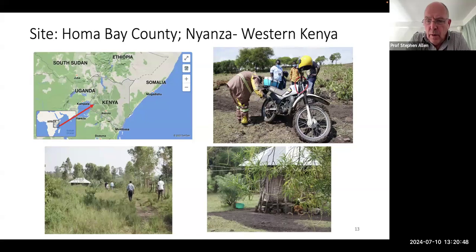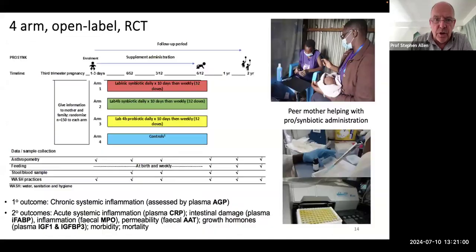This is the study that Iwaret and her team have been running in Western Kenya, in Homa Bay County, in a mainly rural population, clearly quite poor with a lot of stunting and malnutrition. Briefly, we did a randomized 4-arm open study. We took 600 newborns and randomized them to receive one of 3 different synbiotics, because we didn't want to put all our eggs in one basket with just one product because of the issues of strain specificity. So we thought, let's try 3 different products, and then controls who did not receive any intervention.